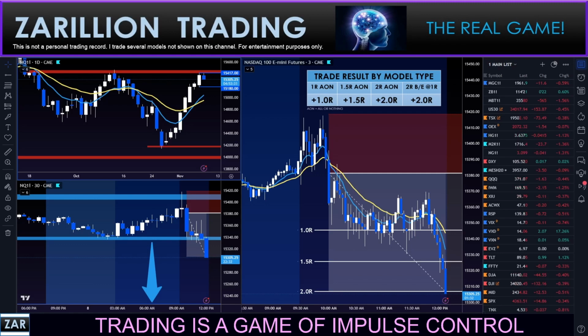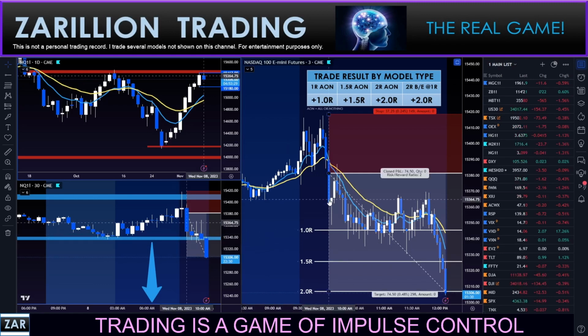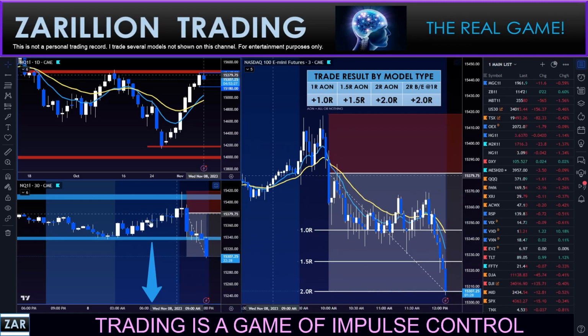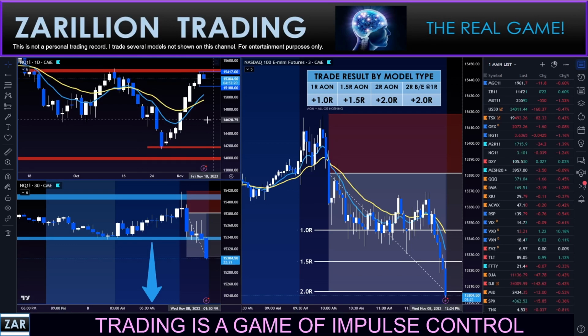And target 3 has been hit. Finally, again, entered this trade at 10 a.m. It is now 12:07, so 2-hour and 10-minute trade almost. And zone reversal, guys, just to remind you of what this is all about.